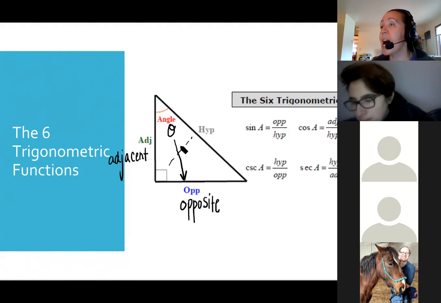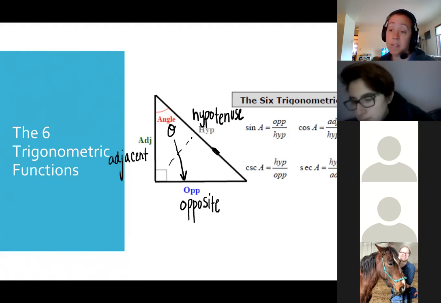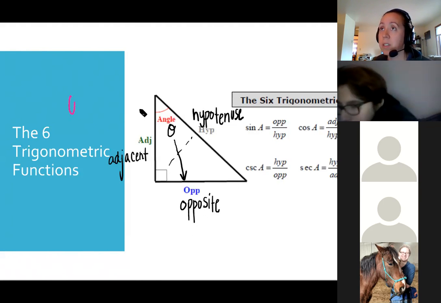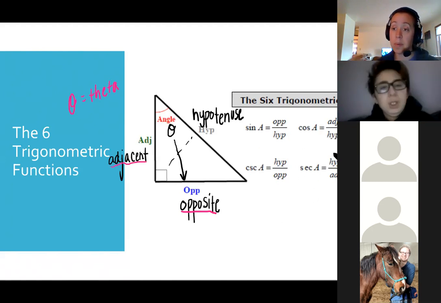Anyway, so the side opposite that 90-degree angle is your hypotenuse, and that side will never change. The only sides that could change, depending on where your angle of focus is, your theta, that's what this is. This is theta. We start getting into a lot of Greek letters here. So theta is a Greek letter. We have opposite and adjacent, and those sides could change depending on which angle you're talking about. Then the trig functions are sine, cosine, tangent. It's a button on your calculator.